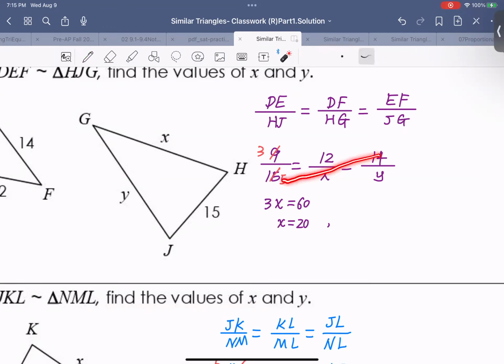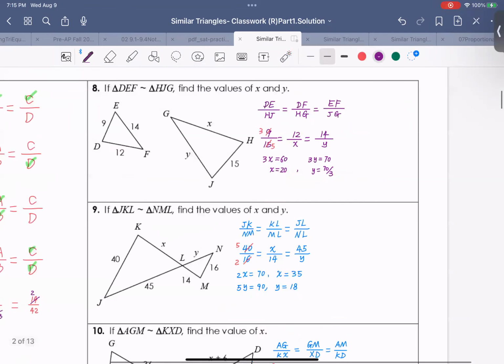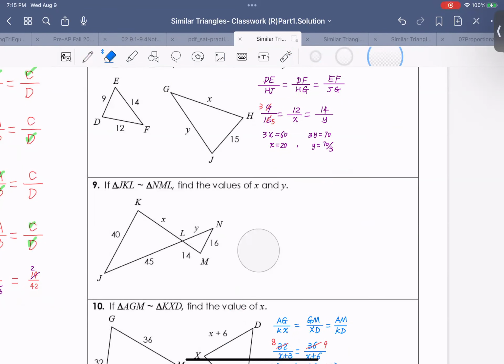You can do here. Okay. 3y equals 70. Good. And then y will be 70 over 3. Okay? Yeah, that's pretty good. We don't need to change this to decimal unless they say, oh, round to the nearest tens or hundreds. If they didn't say that, we leave it as a fraction, totally fine. Okay?